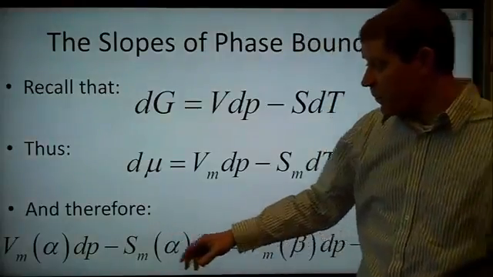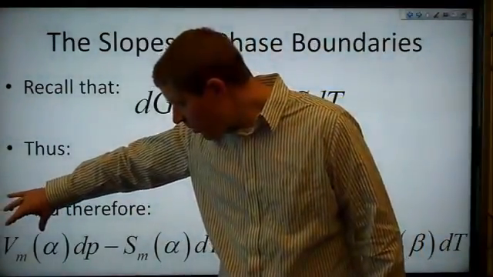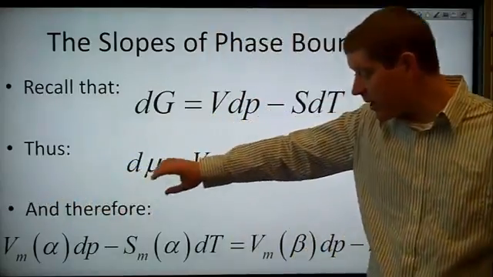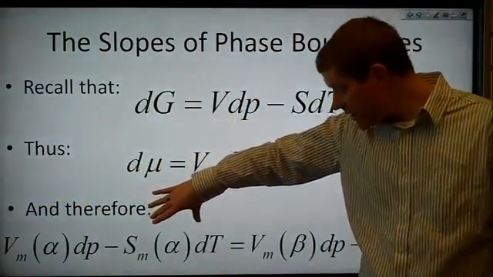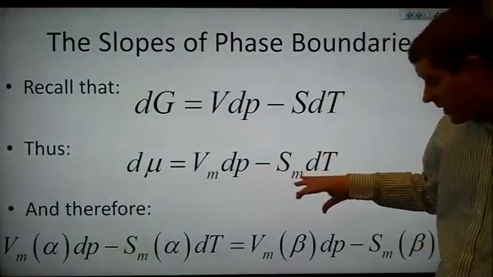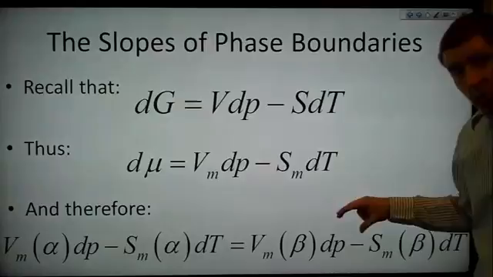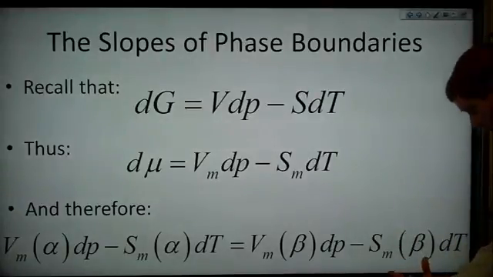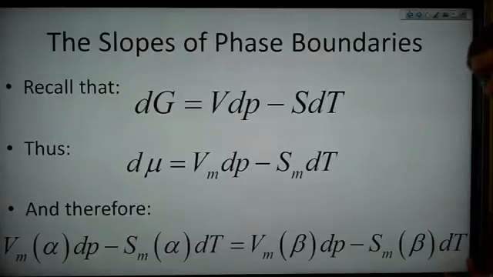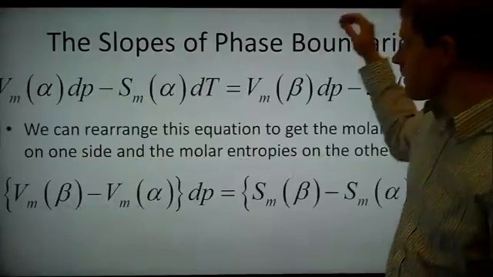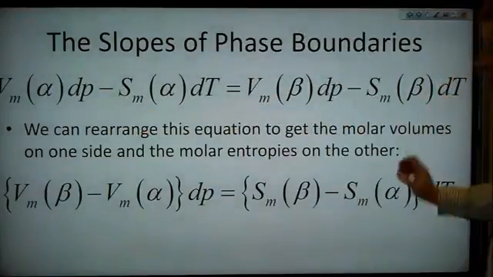And thus, then we can say that the molar volume of phase alpha times the change in pressure minus the molar entropy of phase alpha times the change in temperature has to be equal to the molar volume of phase beta times the change in pressure minus the molar entropy of phase beta times the change in temperature. And so that's what we have up here again.